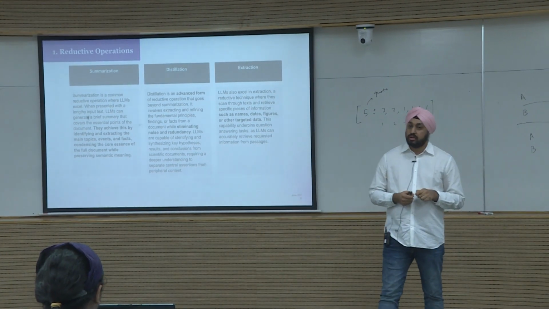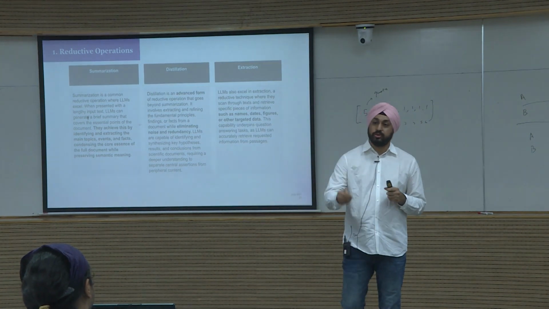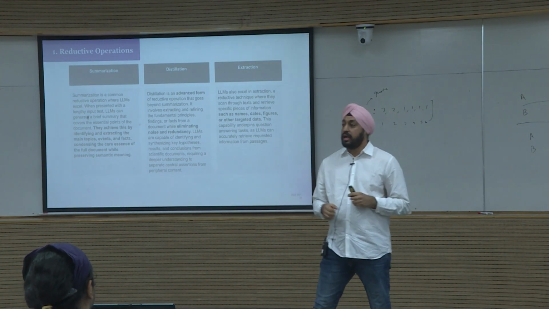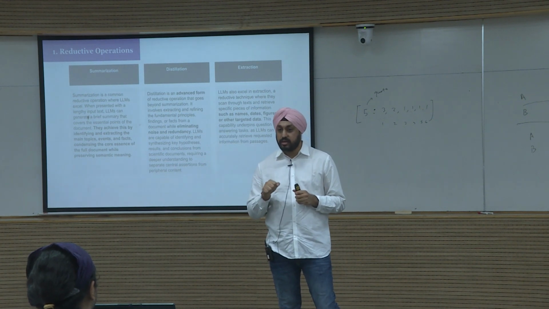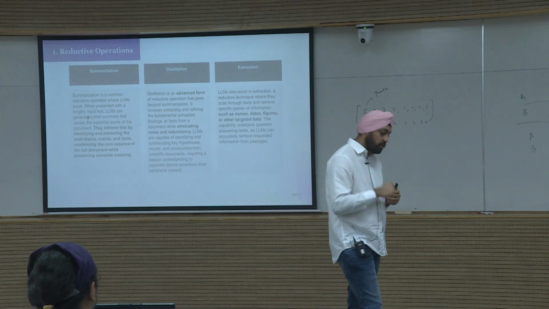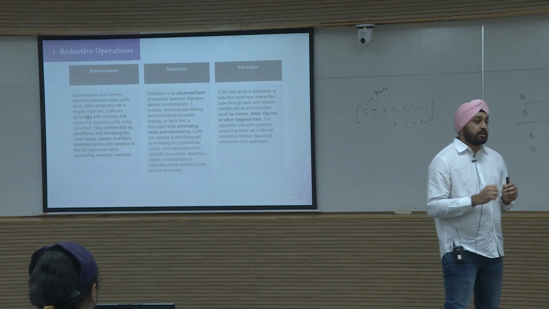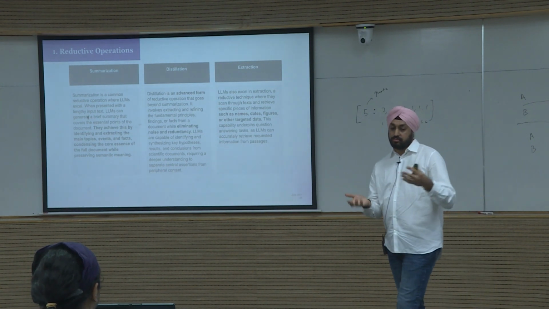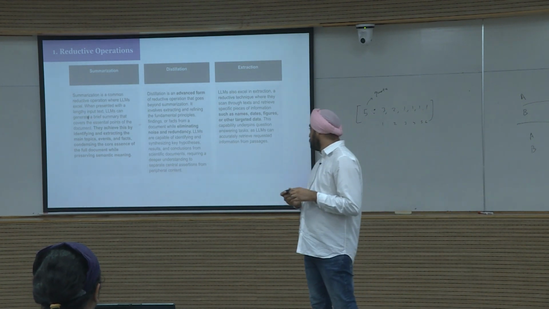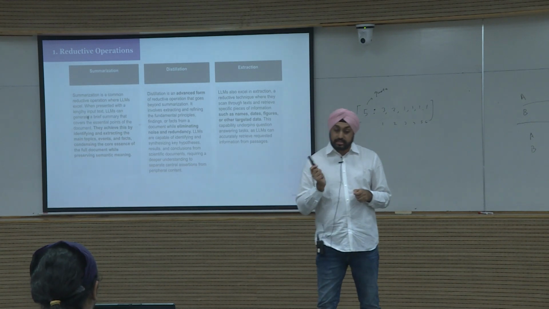Extraction is, I upload a resume, a candidate's resume, and I need to extract which school the candidate studied in. So that's extraction. I couldn't do that with ChatGPT. Summarization is, I upload something and, you know, it can summarize. What is distillation?